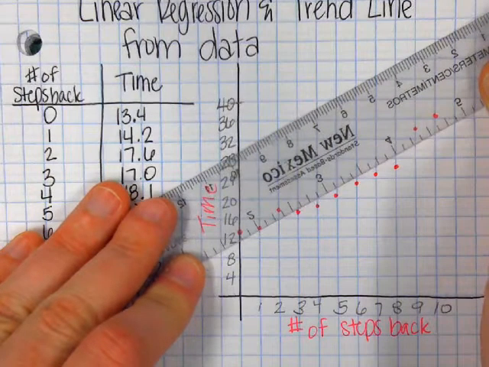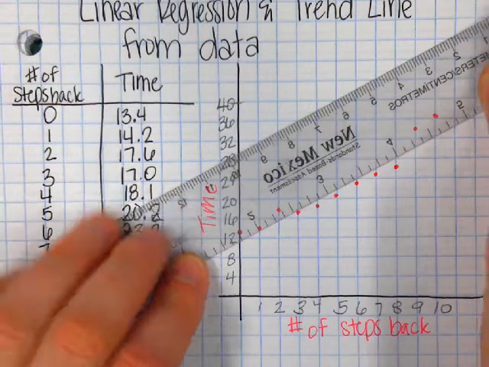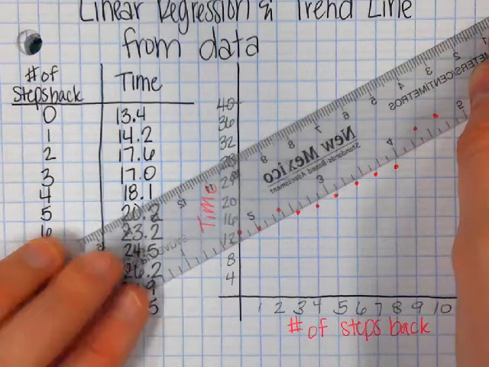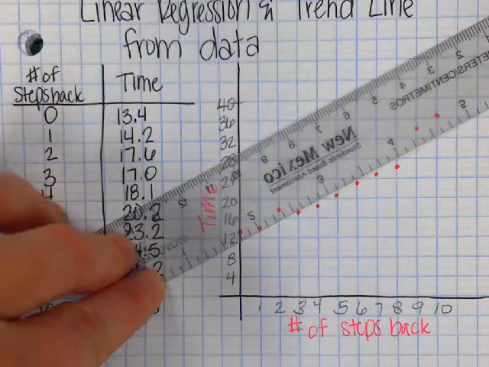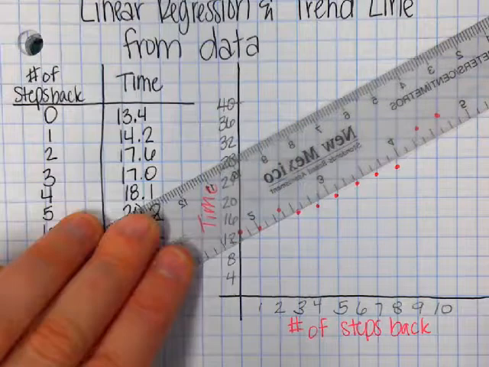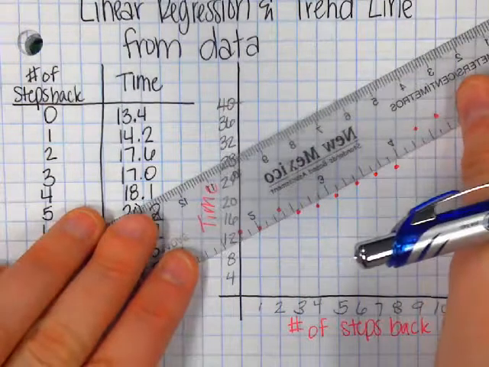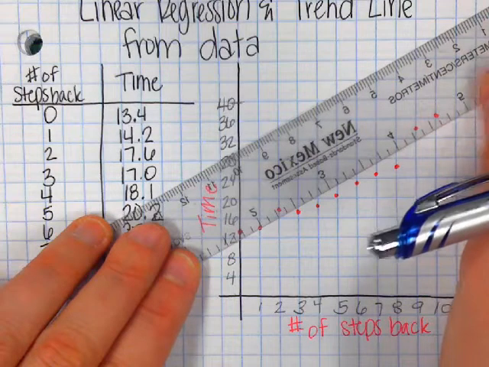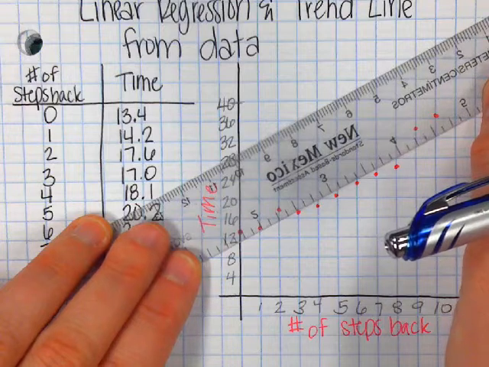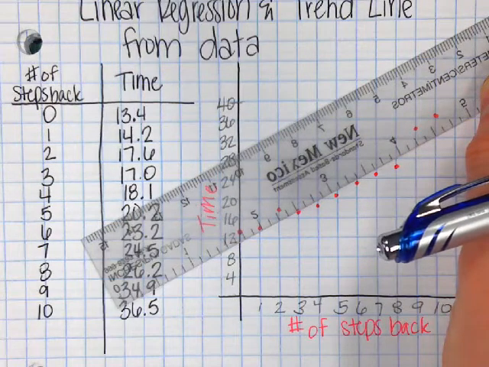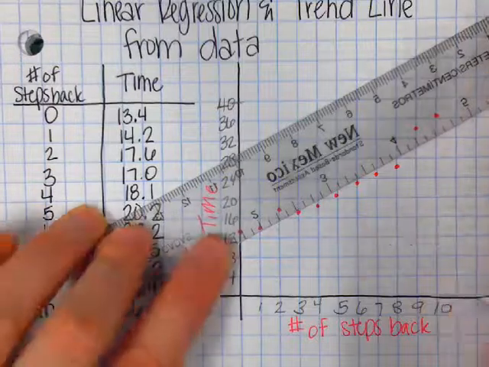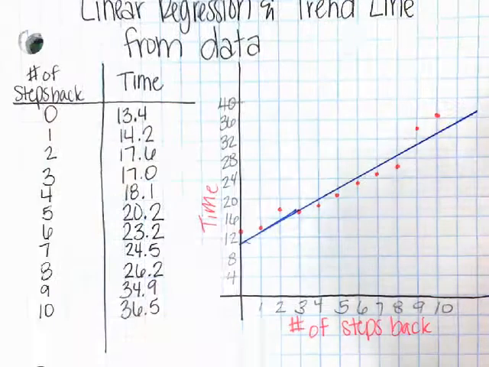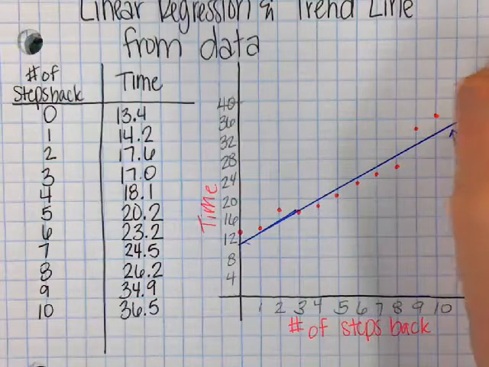Okay, I'm going to go ahead and draw that line. I don't want any of them to be super far off, but I also want to be as close to as many of them as I possibly can. So I'm just going to go right there. And trend lines are never exact. So this is called the trend line.